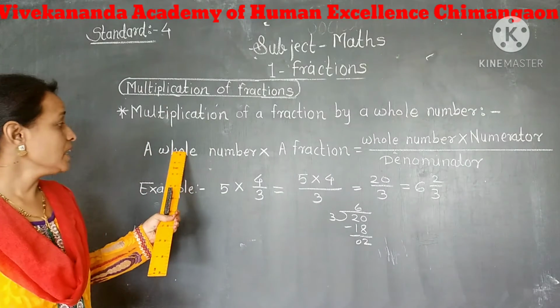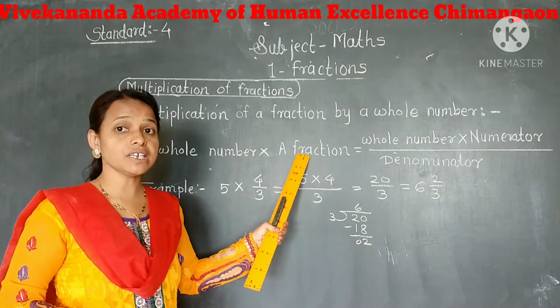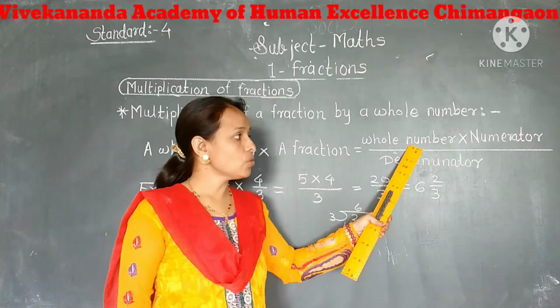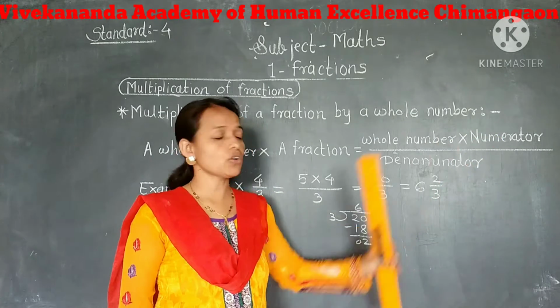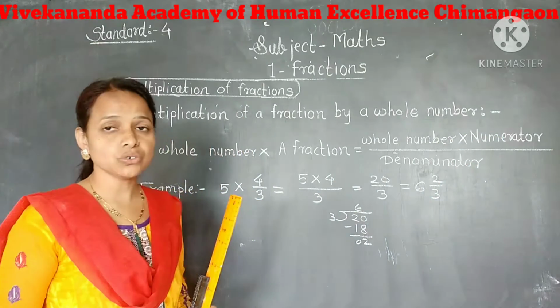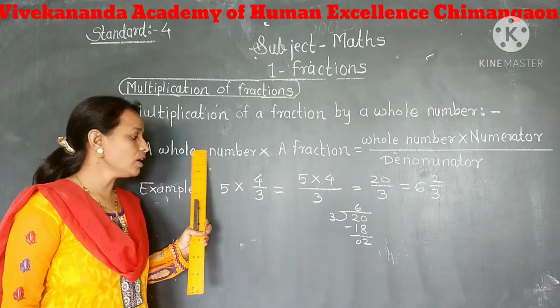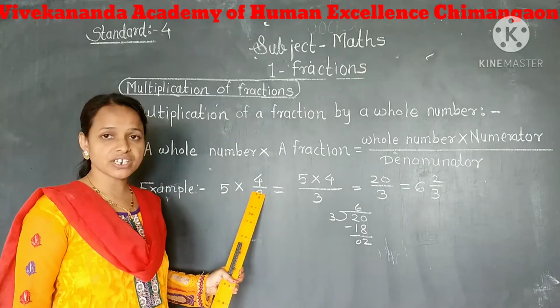Here, if a whole number is multiplied by a fraction, then you have to use this formula: whole number multiplied by the numerator of the fraction, upon the denominator of the fraction. So we will see an example of it. Look here, 5 is a whole number and 4 upon 3 is a fraction.